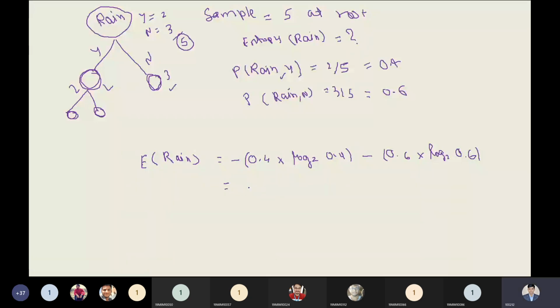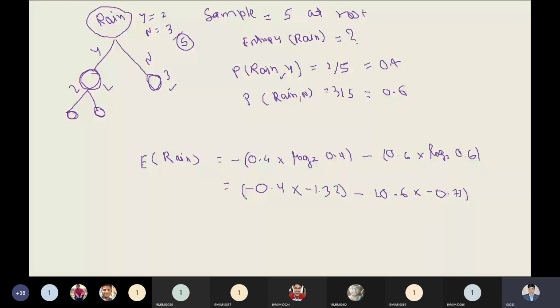Can anyone tell me what value we are getting? What is the value of 0.4 into log 2 0.4? What is the value of log 2 0.4? You can use a calculator. So minus 1.32. I'm talking about log 2 0.4. Okay, minus 1.32. And what is the value for 0.6? Minus 0.73. Now use your calculator to tell me.